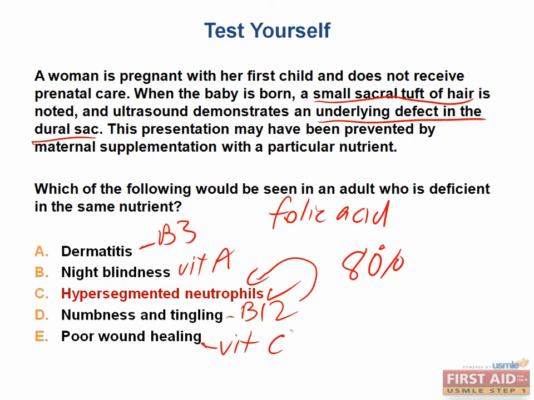This question is a great example of how the boards will require you to integrate information. We started with embryology and spina bifida and ended in hematology and vitamin deficiencies. So let's move on to the second question.